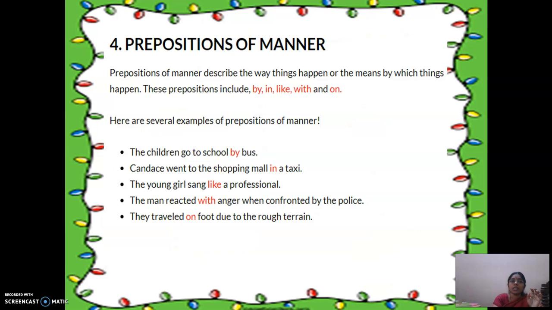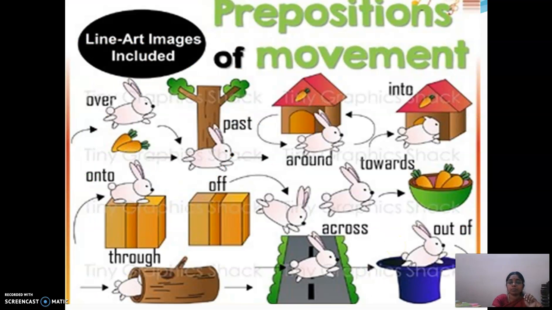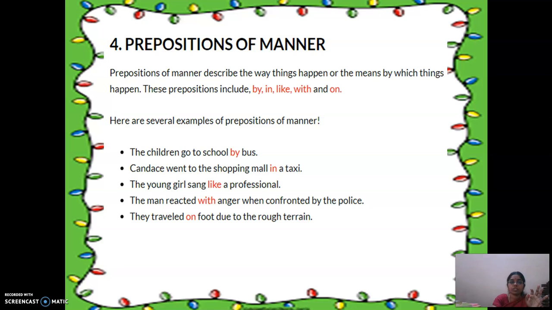Next, prepositions of manner. Before this were prepositions of movement. Prepositions of manner now. Prepositions of manner describe the way things happen or the means by which things happen. These prepositions include by, in, like, with, and on.